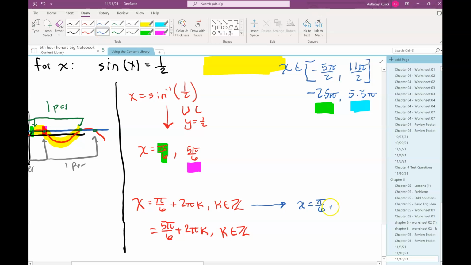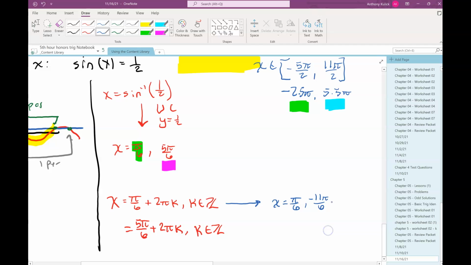So if I take pi over 6 and I subtract 2 pi, I get negative 11 pi over 6. That's still bigger than negative 2.5 pi. So I'll subtract 2 pi again. That gives me negative 23 pi over 6. That is too small, though, right? That's almost negative 4 pi. So I'm going to discard that solution. So I found all the negative solutions that are coterminal to pi over 6.